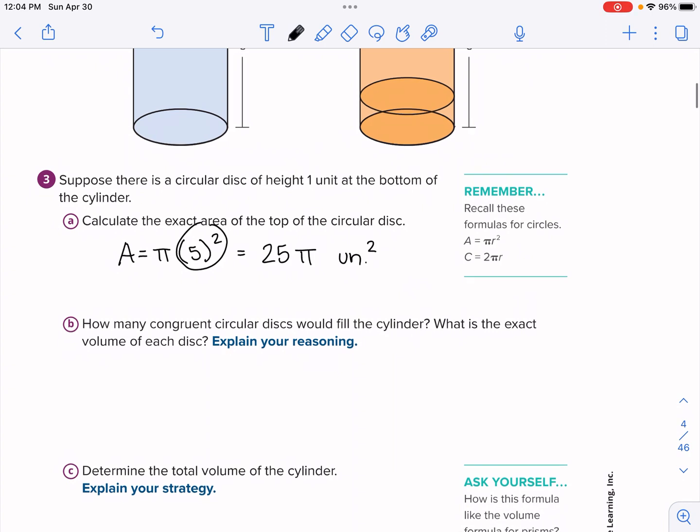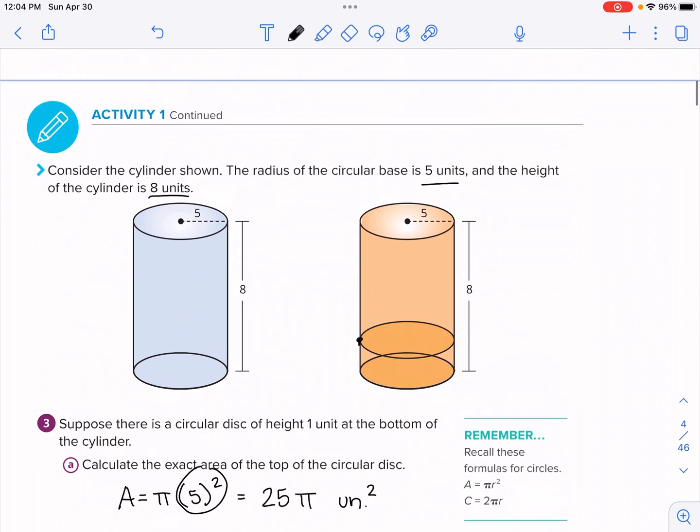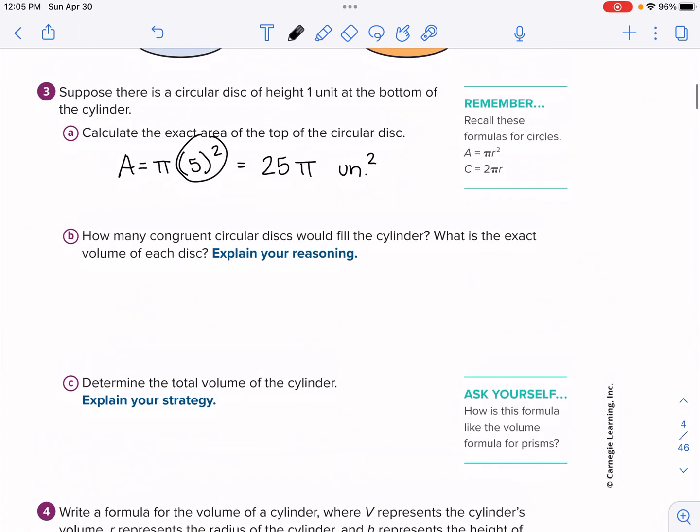Okay, so because we're saying that this is 1 unit high, how many of these, like hockey pucks, I guess, would it take to fill up the entire thing? So with this, it would be 8 circular discs. I'm just going to put 8 discs would fit in the cylinder, because the overall height is 8 units, and each disc is 1 unit in height.